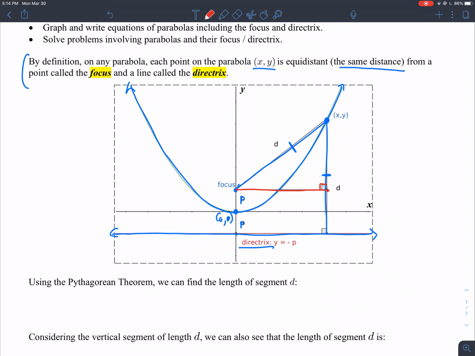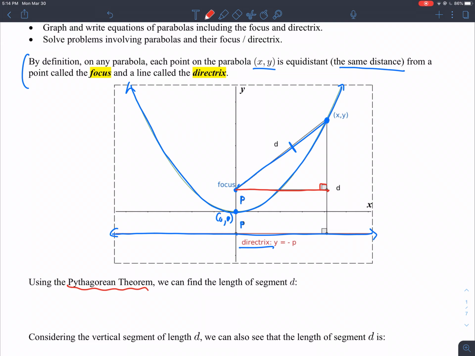And so we can use this information. It says use the Pythagorean theorem. We can find the length of segment D. So my triangle is, and I'm going to erase this blue part here. My triangle basically is this side and this side and this side. Those are my three sides of my right triangle. And it's important it's a right triangle, so we can use the Pythagorean theorem.